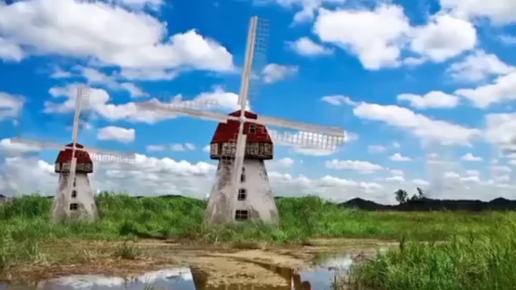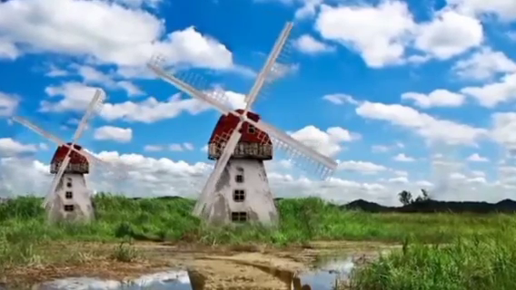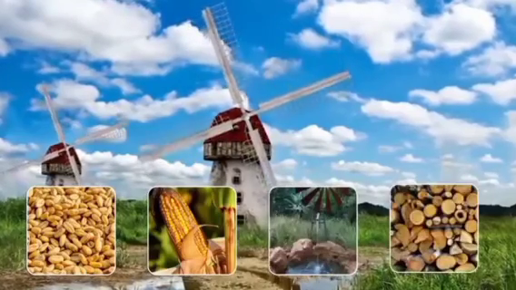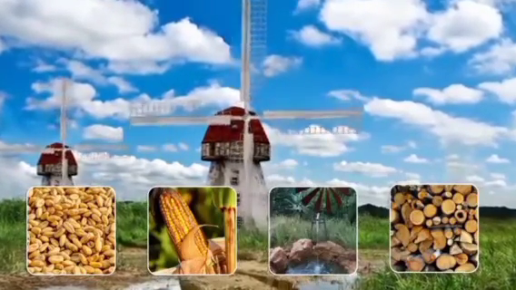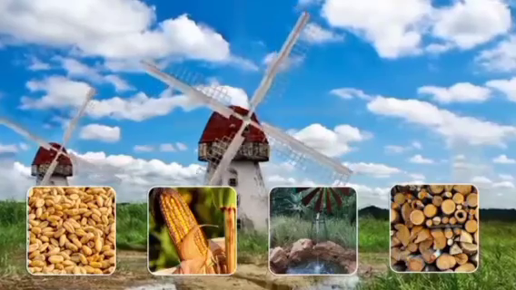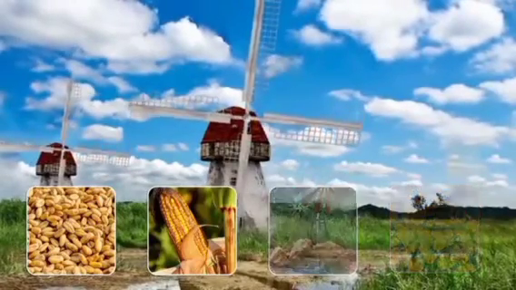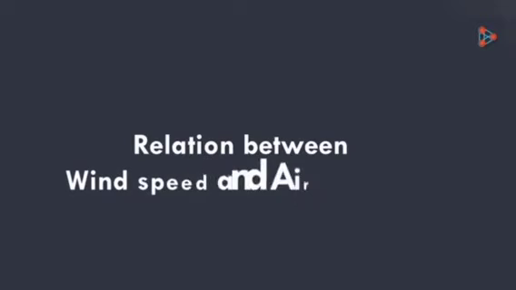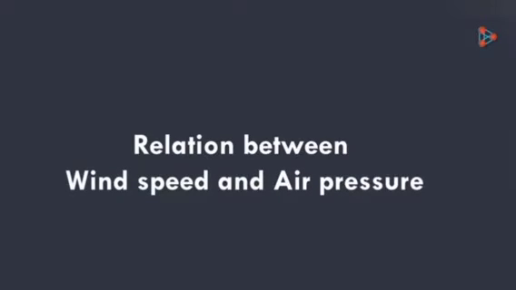These activities included grinding maize, corn, pumping water, and cutting wood. Later on, they generated electric energy from wind. Now, let's look at the relationship between wind and air pressure.